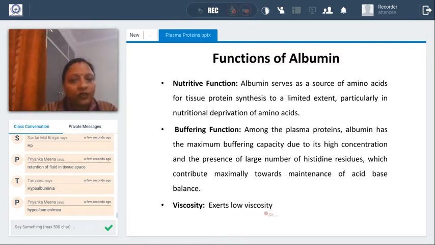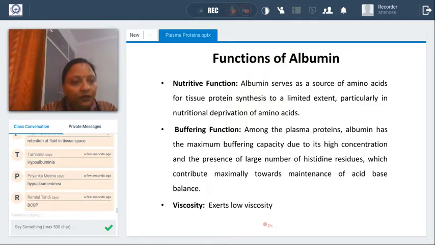Albumin exerts low viscosity. Please remember this line. So what are the main functions of albumin? Please write in the box. Maintain osmotic pressure, transport, nutritive function, buffering function, and viscosity. Please write in the box some important functions of albumin.